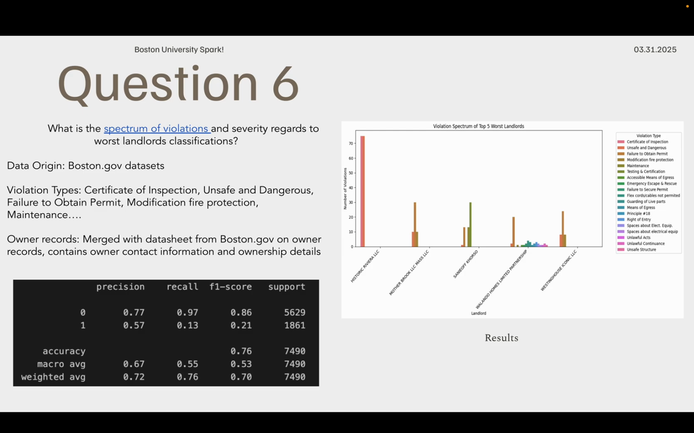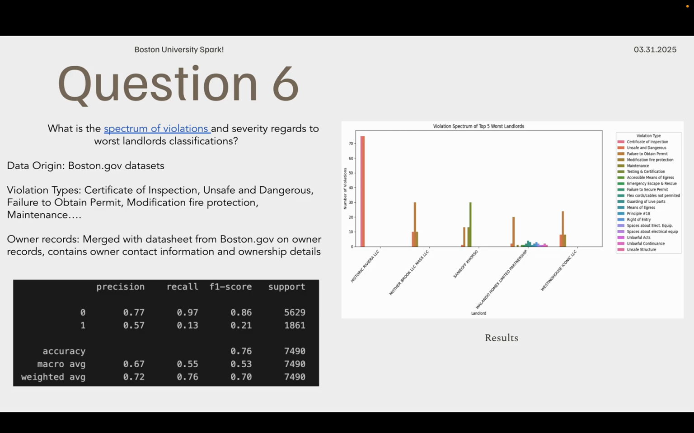Lastly, we have a question especially important for the renters out there, and the problem is on the spectrum of violations and severity in regards to the worst landlord classifications. What we really wanted to highlight are some of the landlords who are not suitable for people who are looking for an apartment. For this specific part, our data originates from boston.gov. In particular, we use their violations dataset as well as their ownership of properties dataset.